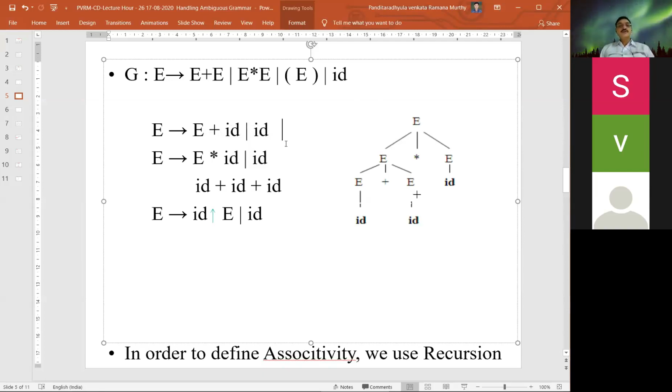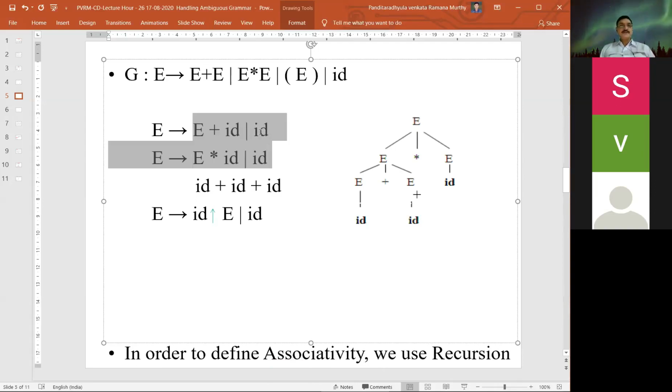In order to avoid ambiguity between the same type of symbols, we need left recursion. Using left recursion, or simply recursion, we are implementing associativity. So by replacing this particular grammar in such fashion, we can avoid the ambiguity.